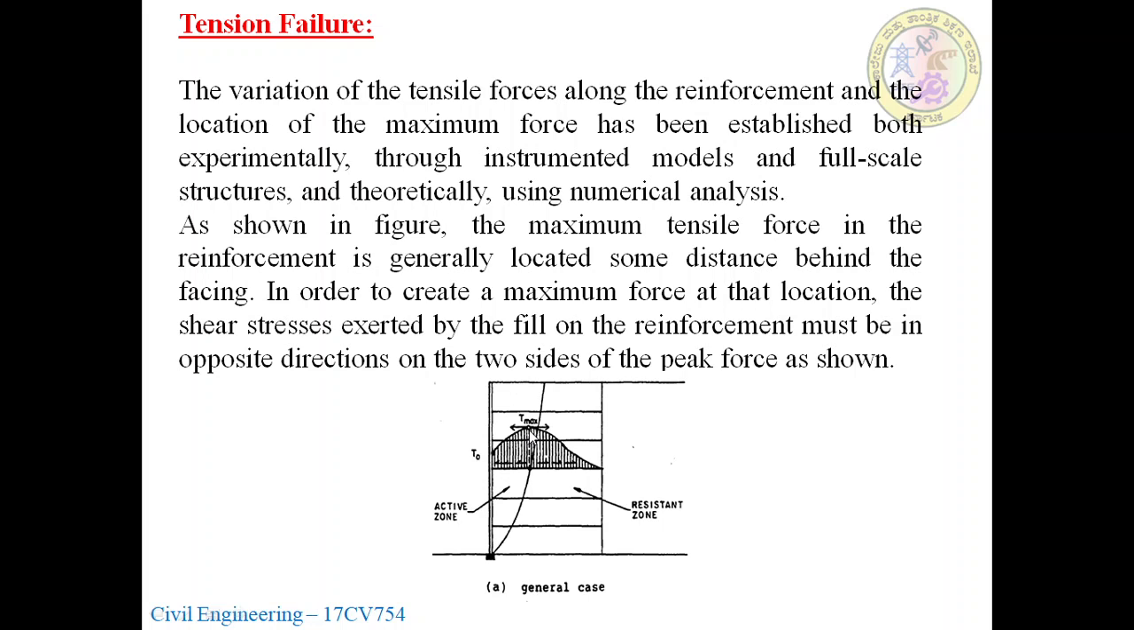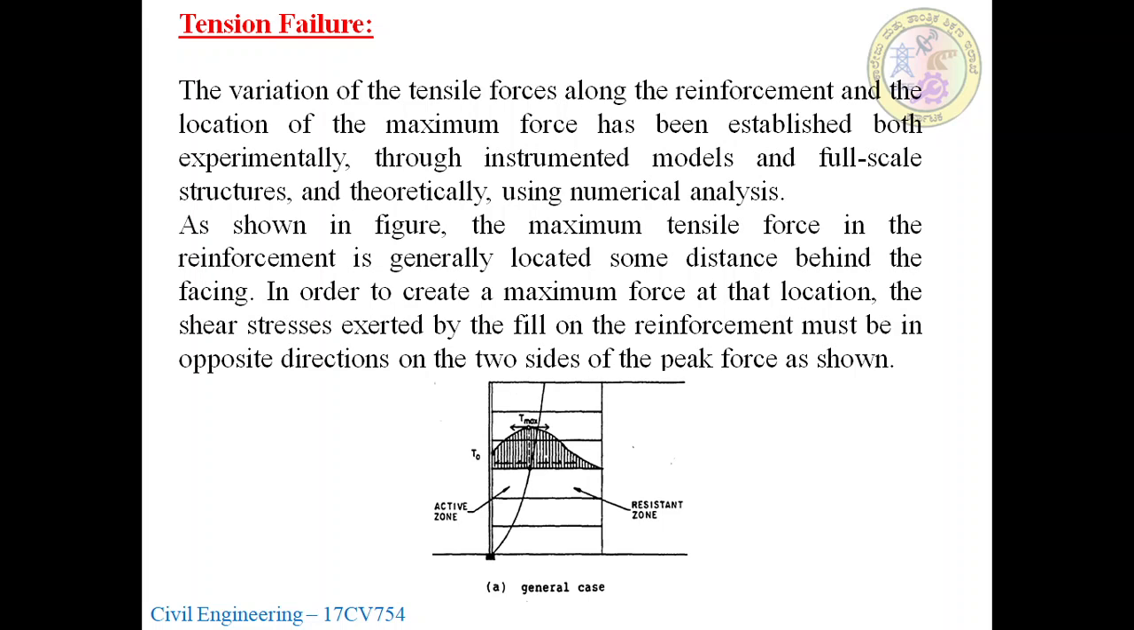Here again, in the general case, the tension failure will be between the active zone and the resistant zone. The variation of the tensile forces along the reinforcement and the location of the maximum force have been established both experimentally, through instrumented models and full-scale structures, and theoretically, using numerical analysis. Already in the study material we talked about the numerical analysis, where we find the tensile strength and the tensile force in the member.